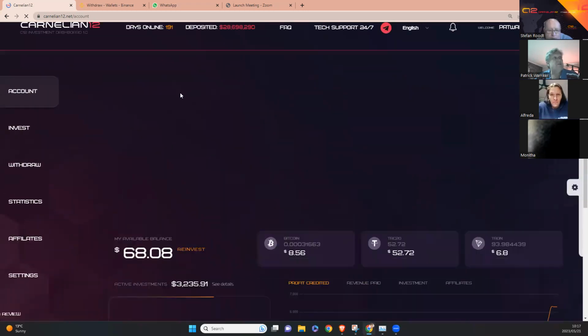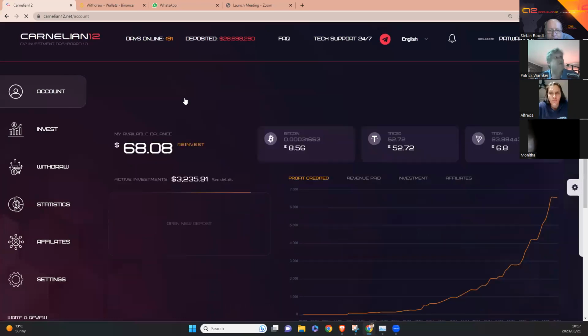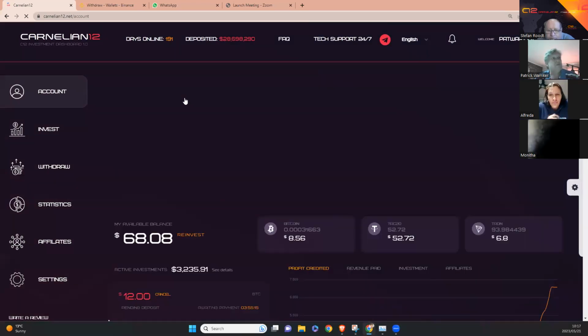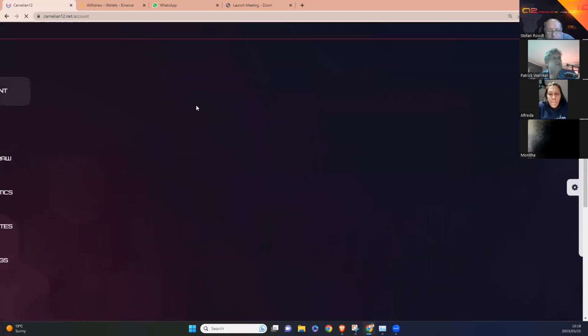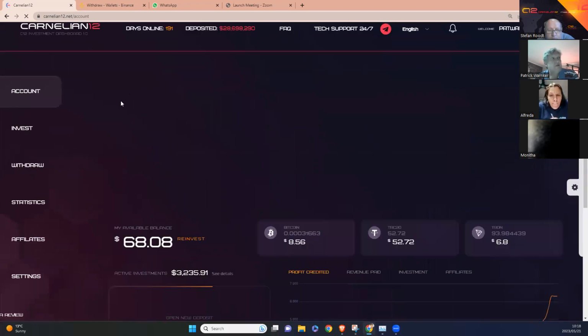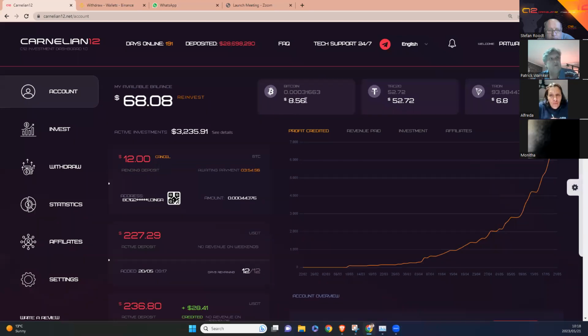So there's a reinvest button. Again, if you reinvest, follow the prompts again. Sorry, let me just go back to this portion. This total available amount is made up of the cumulative total of these three currencies. So I can reinvest $52.72 of TRC. I cannot reinvest $68 of TRC. So if I'm going to reinvest, I can reinvest $52.72.